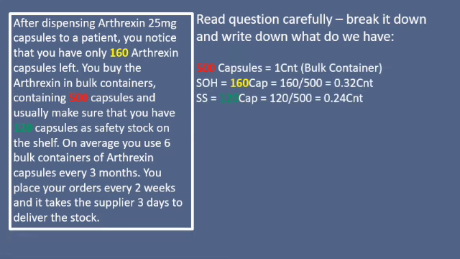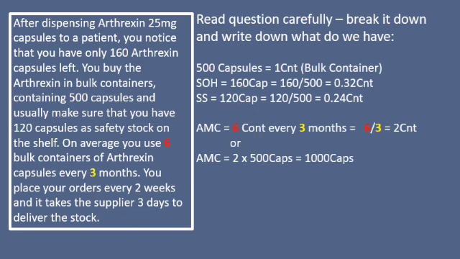It's indicated here that one container contains 500 Altrexin capsules. The stock on hand is indicated as 160 capsules. So 160 capsules divided by the 500 capsules in one container equals 0.32 containers, as a fraction of the container that we still have as stock on hand. The safety stock is 120 capsules, and we take 120 capsules divided by the 500 capsules that we have in one container, that equals 0.25 containers.